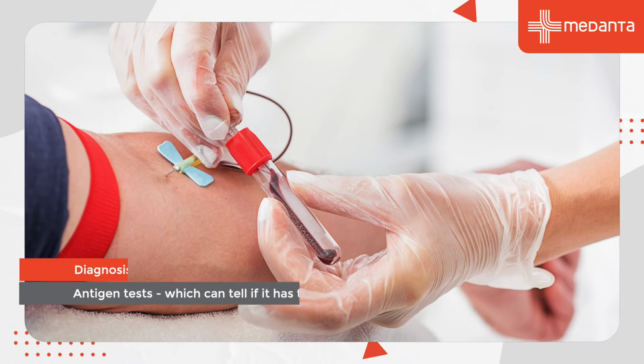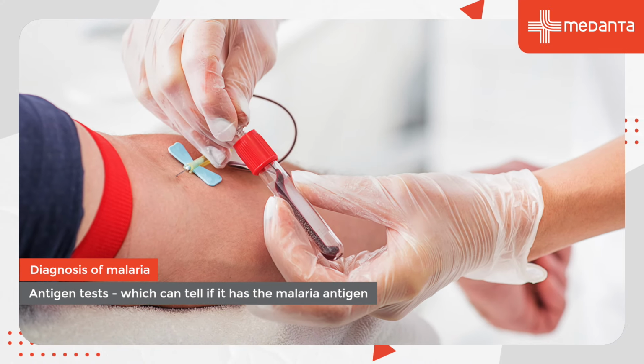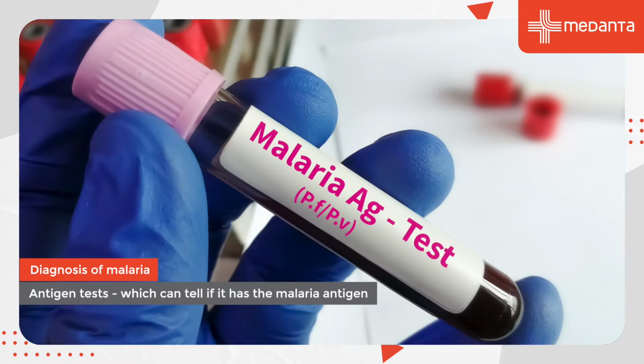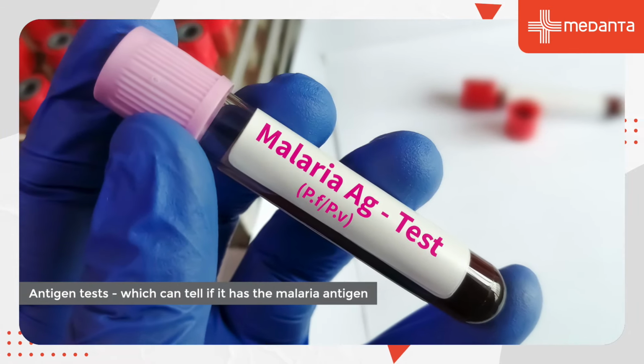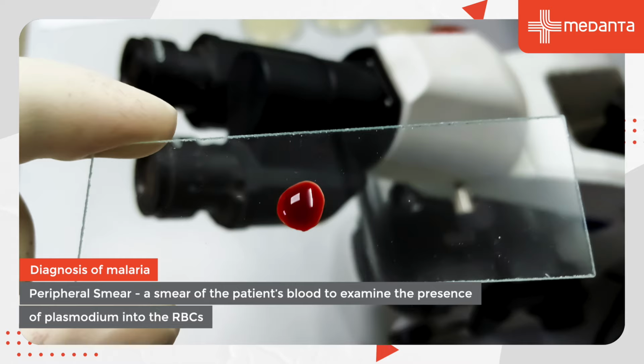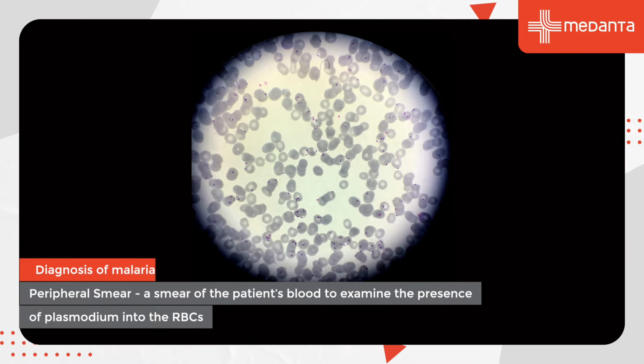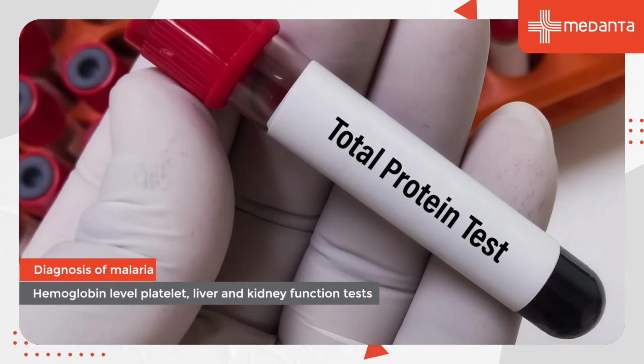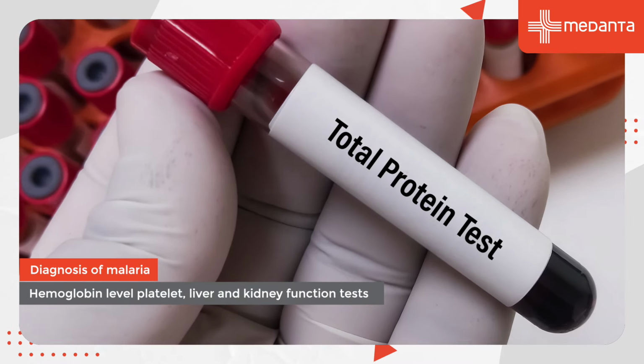So malaria can present with fever and there are a lot of causes for fever. To differentiate that this kind of fever is caused by malaria, we have to do some blood tests. There are some antigen tests which can tell whether it has malaria antigen. This is called a rapid malaria antigen test. Besides this, there is a peripheral smear, where you make a smear of the blood of the patient and examine it for the presence of Plasmodium in the RBCs. Besides this, to know the complications, one needs to do hemoglobin level, platelet, liver and kidney function tests as well.